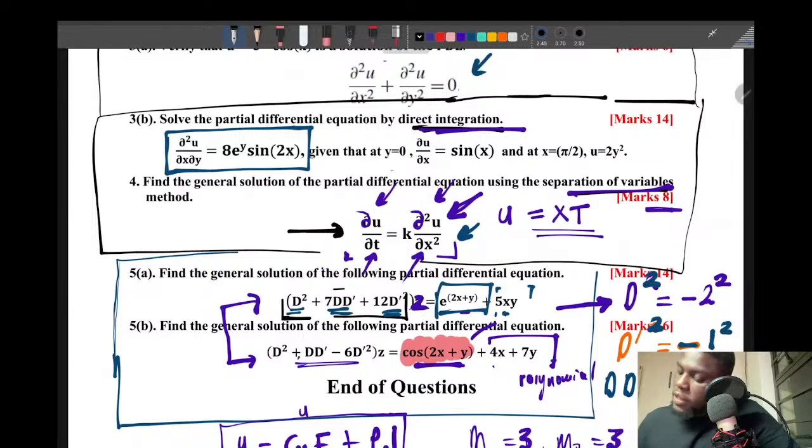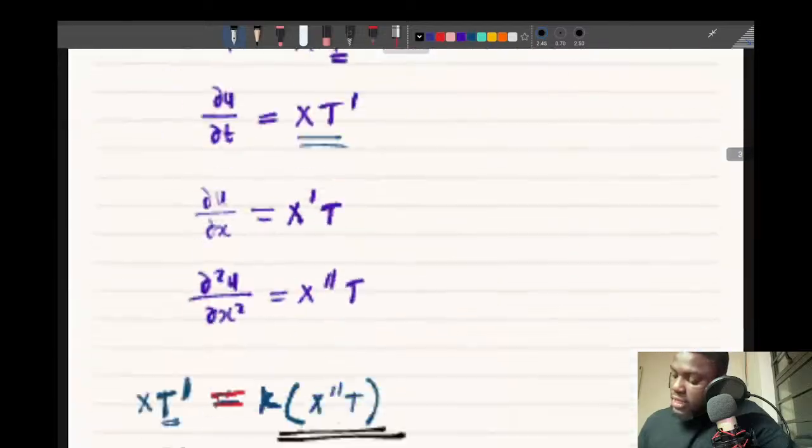Yes, then we have these conditions. y is 0, del u del x is sine x.